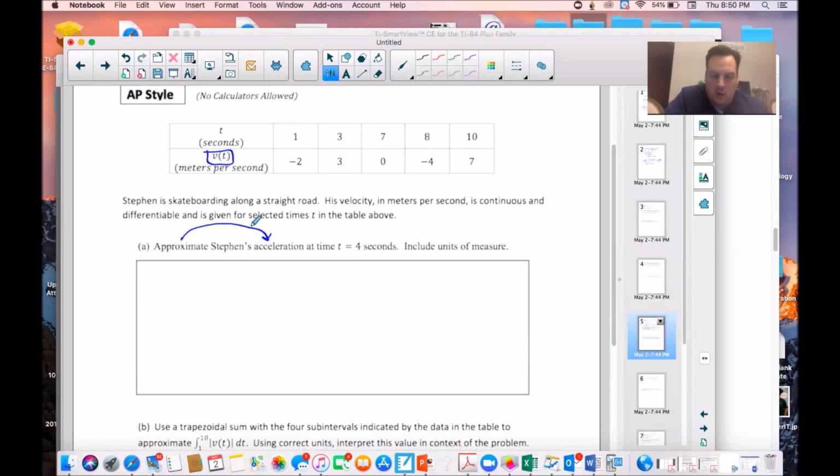If we had an equation like we did in the last problem, when it was asking for acceleration, we could just take the derivative because acceleration is the derivative. Well, when we have a table, we're not able to take a derivative because we don't have all of the information. When we have tables, we start having to approximate or estimate things. And the best way to estimate or approximate a derivative is using slope or rate of change.